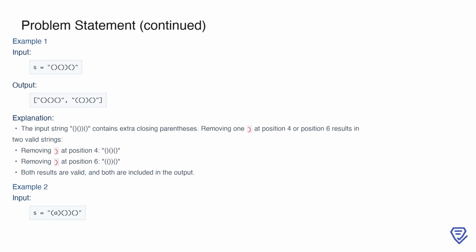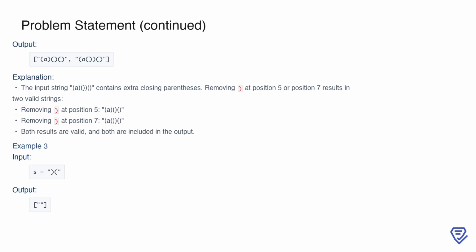Let's look at an example to better understand the problem. For the input string, there are extra closing parentheses that make the string invalid. By removing one closing parenthesis, we can generate two valid results. If we remove the closing parenthesis at position 4, the resulting string is shown. Alternatively, if we remove the closing parenthesis at position 6, the result is shown. Both of these strings are valid, and since we are required to return all possible valid outputs, both are included in the result. This demonstrates how the solution must explore different possibilities and ensure all valid strings are returned.